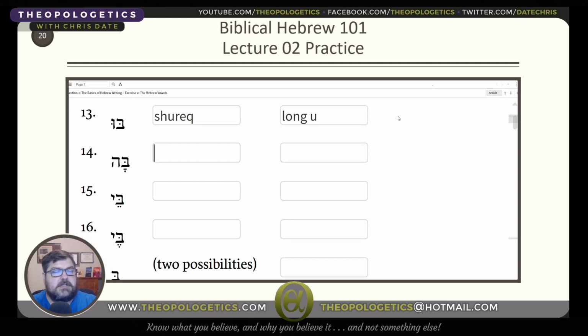Number 14, the little T followed by a hey at the end of words. This is a mater lectionis known as qamets hey. And it's a long A. Number 15, the horizontal line of two dots followed by a yod. This is a mater known as tsere yod. And it is a long E. This next one, the triangle of dots under the consonant followed by a yod, is also a mater. This one is segol yod, and it's also a long E.